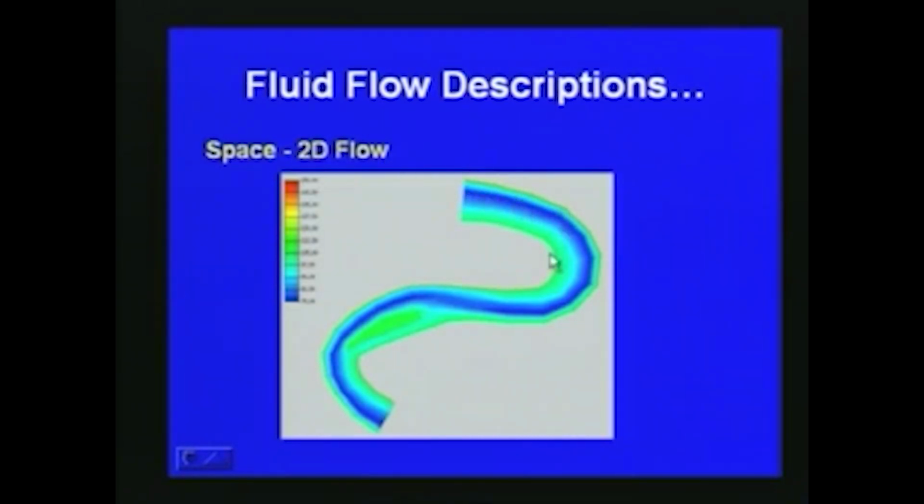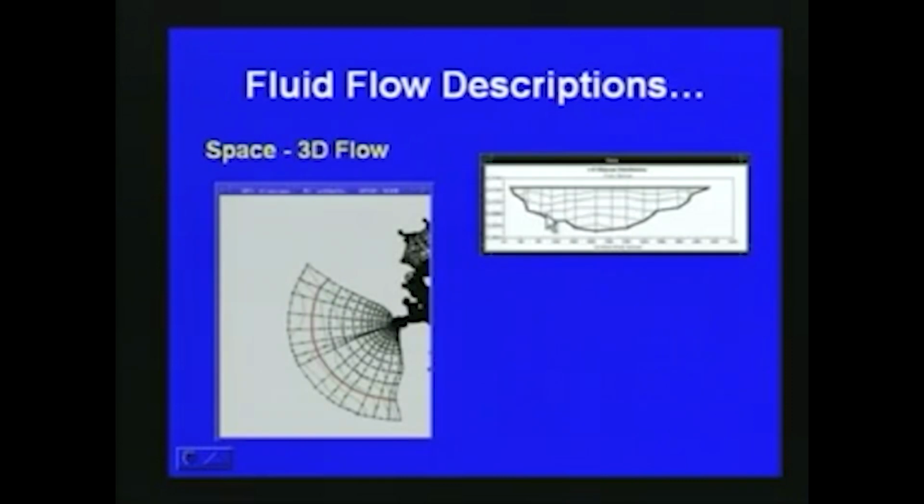The flow is definitely three dimensional, but we are simplifying the flow to two dimensions, and then we are analyzing it as a 2D flow, or two dimensional flow. And next, here you can see the space is a three dimensional flow. So here the depth is also considered in the flow, along with the length of the channel and the lateral direction. So it is a totally three dimensional flow.